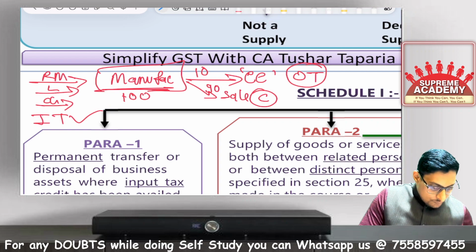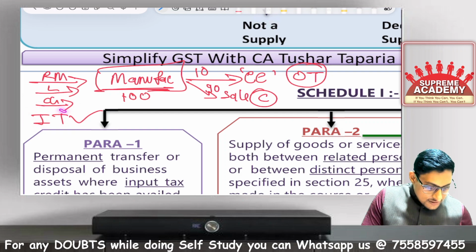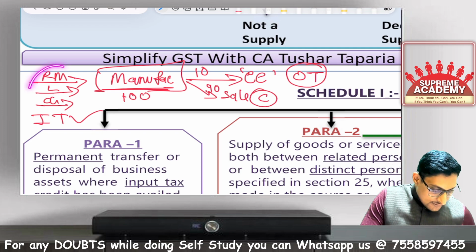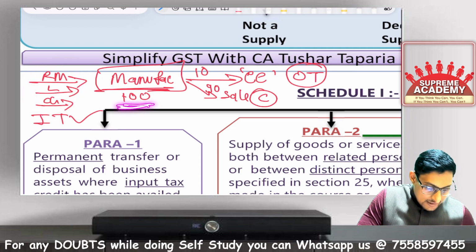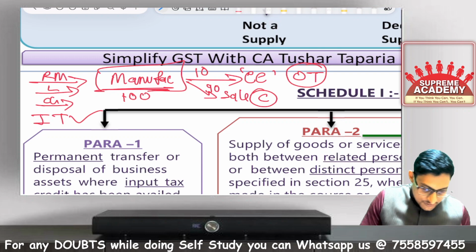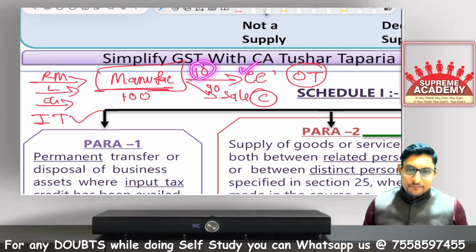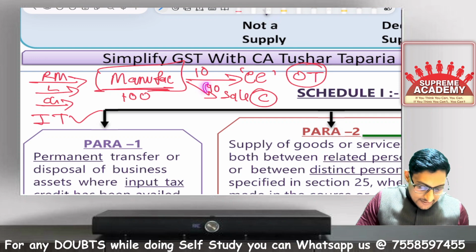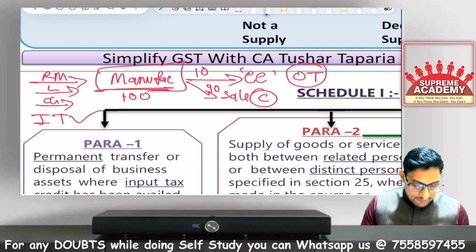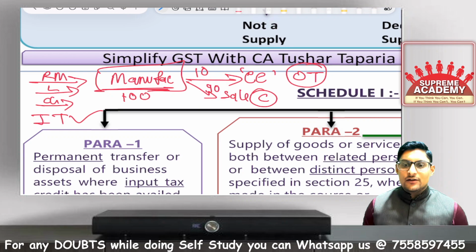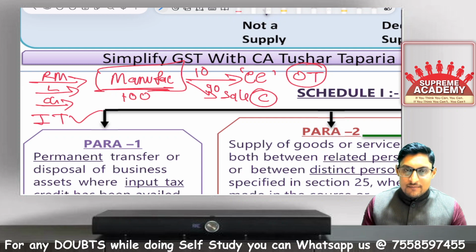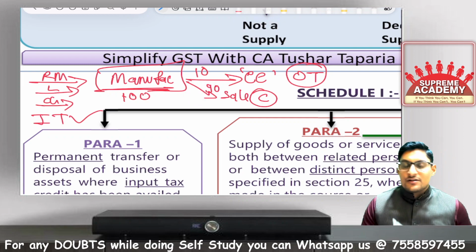Now I have the credit balance. I can use this credit balance while making payment of tax. Using these things, I have manufactured 100 laptops. Out of these 100 laptops, I have given 10 laptops to my relatives, and 90 to the customer. When I am giving these 90 laptops as a sale to the customer, I have received consideration from them. So this is a supply because consideration is present.